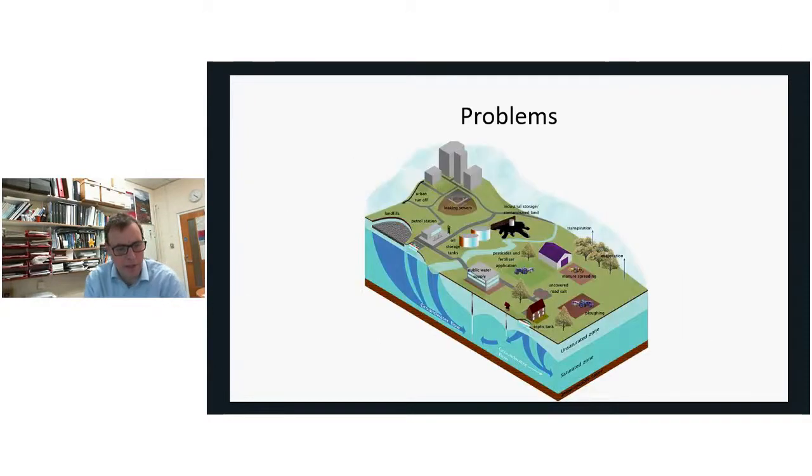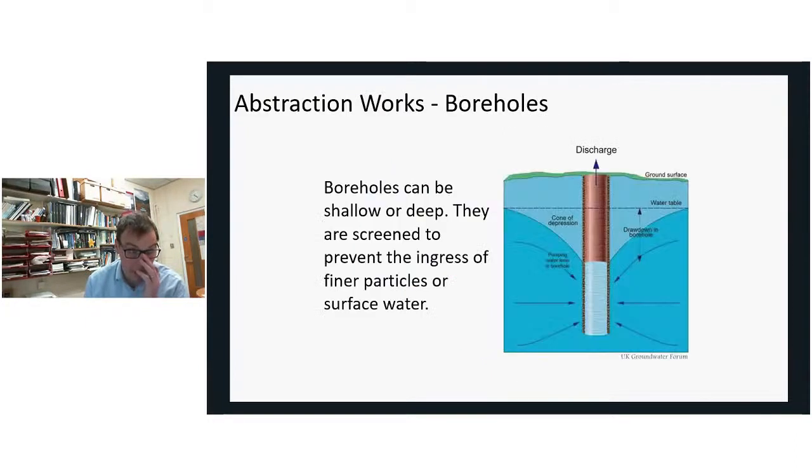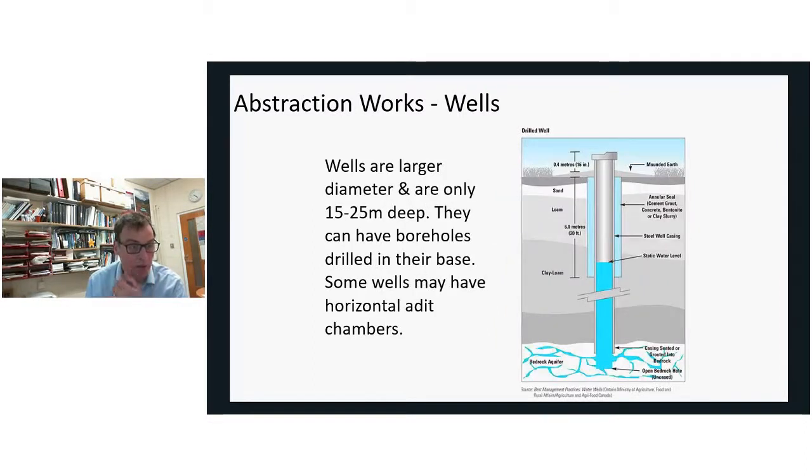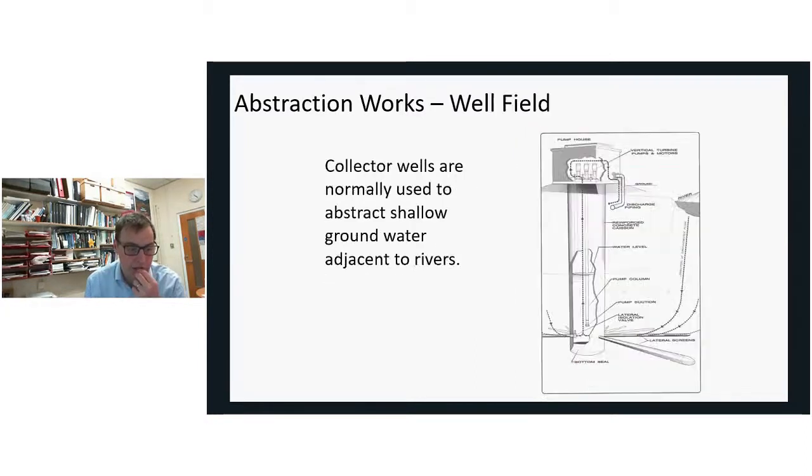So this diagram here sums up some of those problems, the sort of range of pollutants which may be an issue to groundwater. Abstraction works. Boreholes can be shallow or deep. They are screened to prevent ingress of finer particles or surface water. Abstraction wells tend to be larger diameter, but tend to be shallower, and they can have boreholes drilled in their base and horizontal chambers. Horizontal chambers, so where you have a field well, you've got the horizontal chambers below ground.